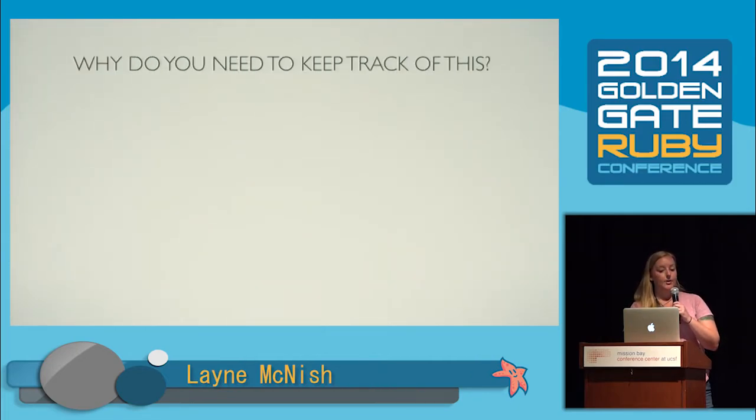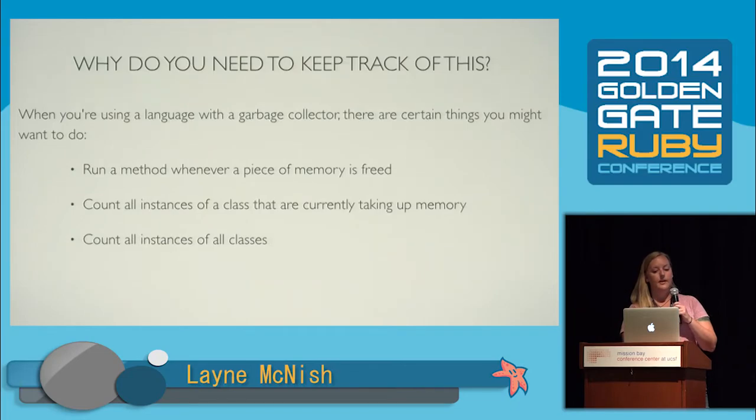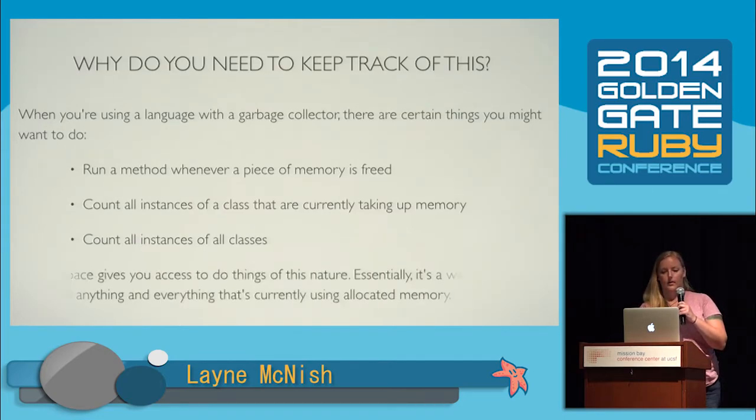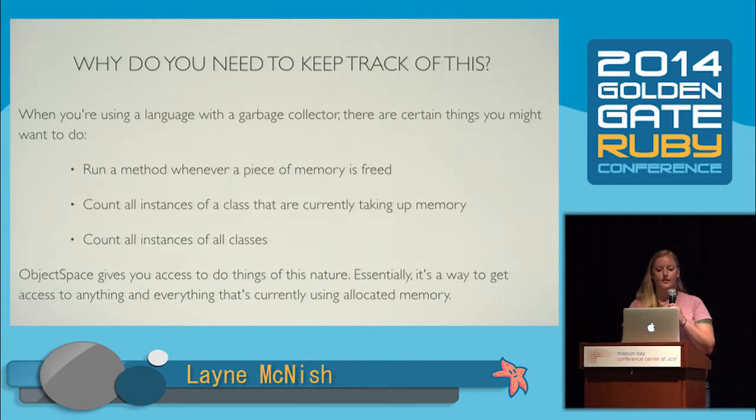Why do you need to keep track of this? When you're using a language with a garbage collector, there are certain things you might want to do. Run a method whenever a piece of memory is freed, count all instances of a class that are currently taking up memory, count all instances of all classes. Object space gives you access to do things of this nature. Essentially, it's a way to get access to anything and everything that's currently using allocated memory.